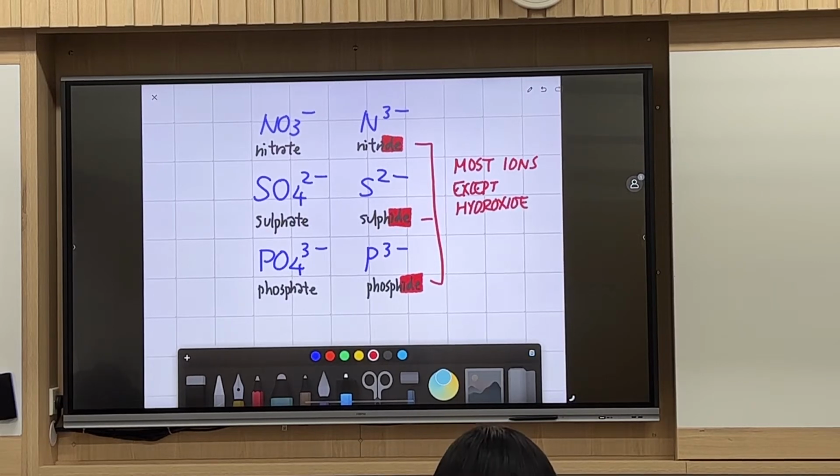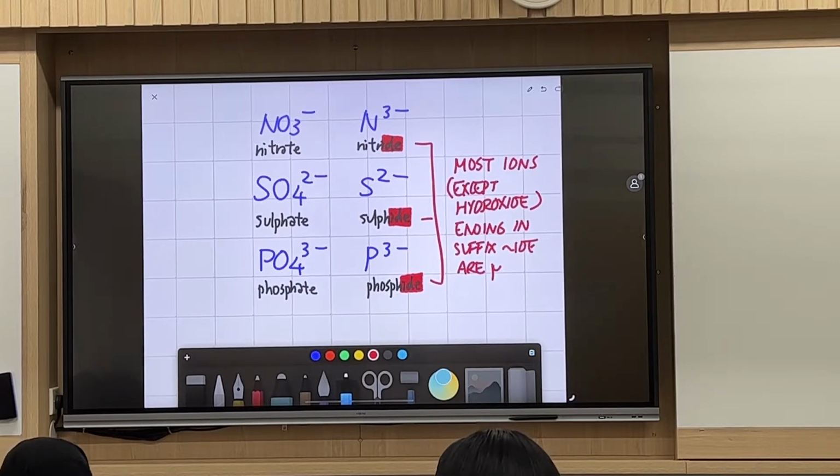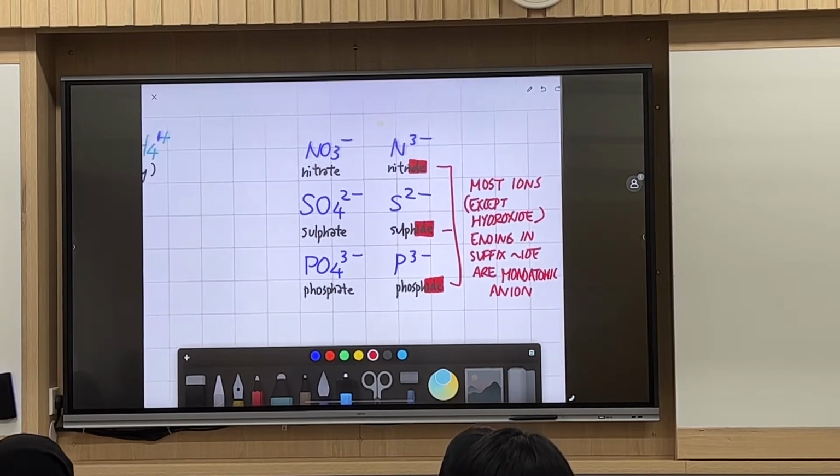Most if not all ions, except hydroxide, ending in the suffix IDE are monoatomic anions. So that means they can only be monoatomic, these three, because they end in IDE, and therefore look up their group number.